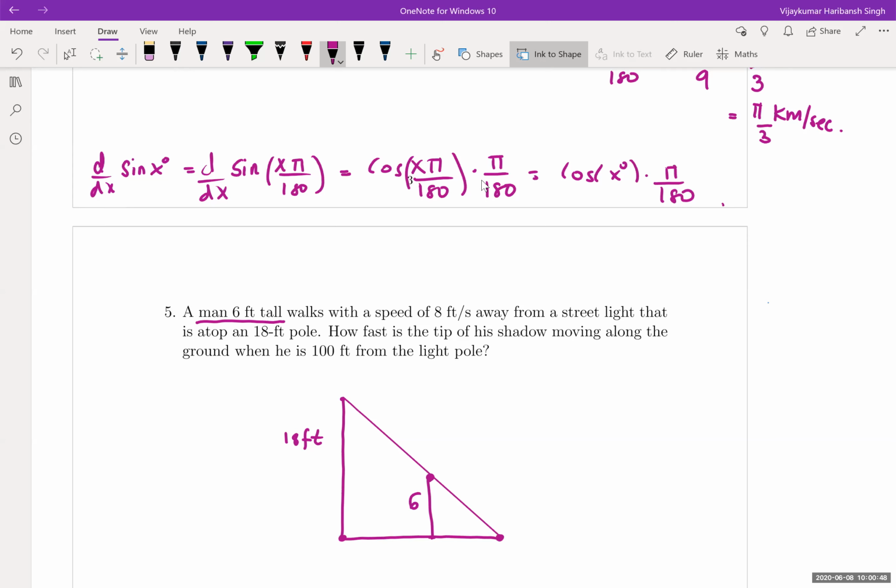And the tip of the shadow is basically, how fast is this x changing, right? Because the shadow tip is here and you have to see how fast this point is moving, and you need a fixed frame of reference for that. So let this be the fixed frame of reference. And what is given to us? The man is walking away from the street light at 8 feet per second. So if this is y, you are given dy by dt. Because he's going away, the y length is increasing. So it is 8 feet per second.